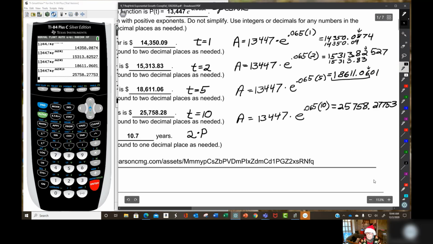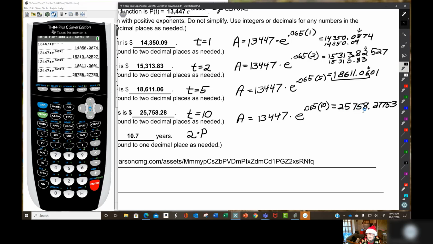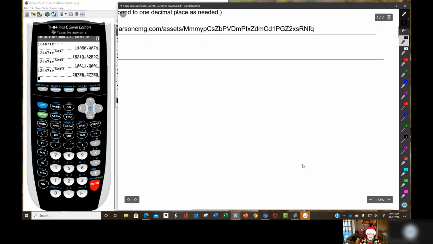And now one more. 25758.27753. We're supposed to round to 2 decimal places. I look to the right. That 7 is going to cause this 7 to round up to an 8. So I'll have 25758.28. And I look over here, and that's right. So I am happy about that.